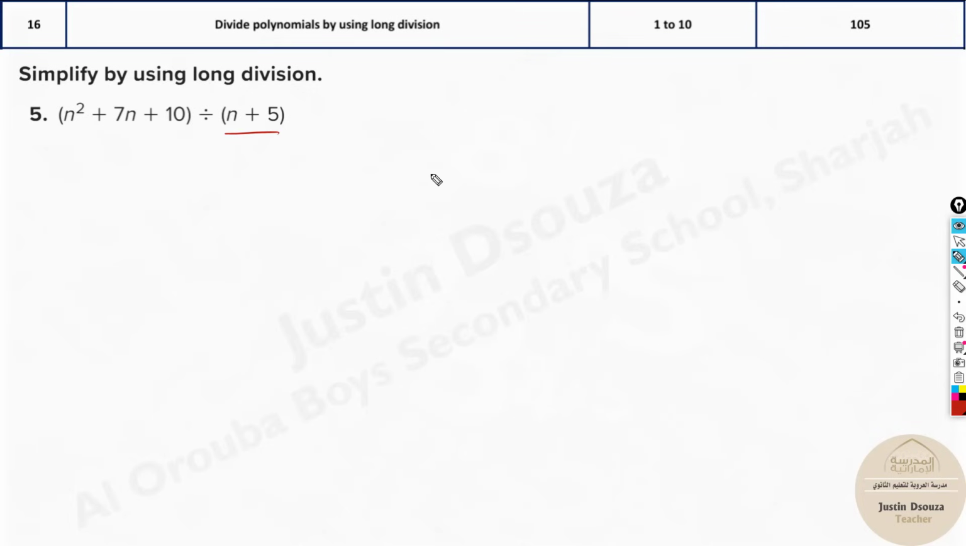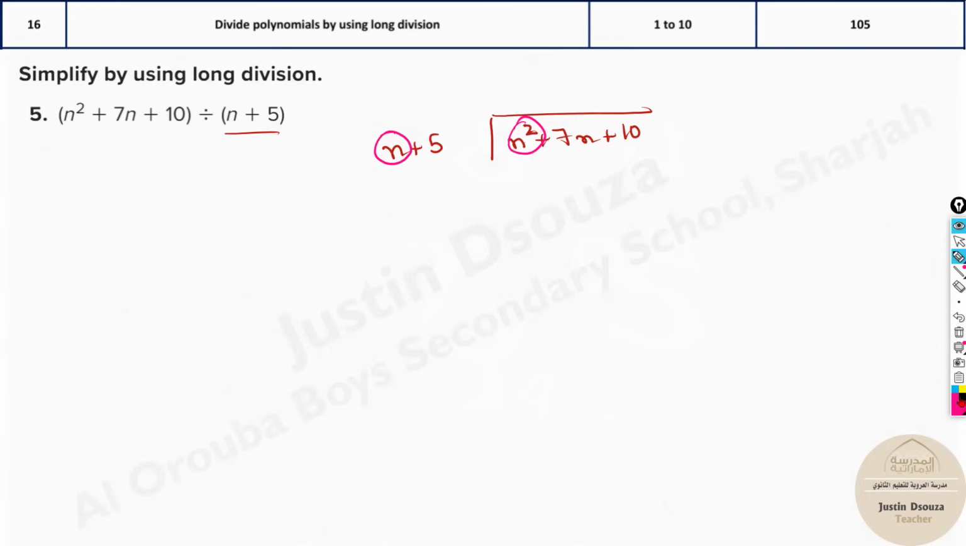It's a binomial. Now, how we solve such problems is, this is the divisor, the dividend. So what I do is I just write like this. And whatever is given to be divided, n squared plus 7n plus 10, write it out over here. And what are you dividing it with? The divisor is n plus 5. Now, you need to be very careful. To start, you need to start with this first term and this first term.